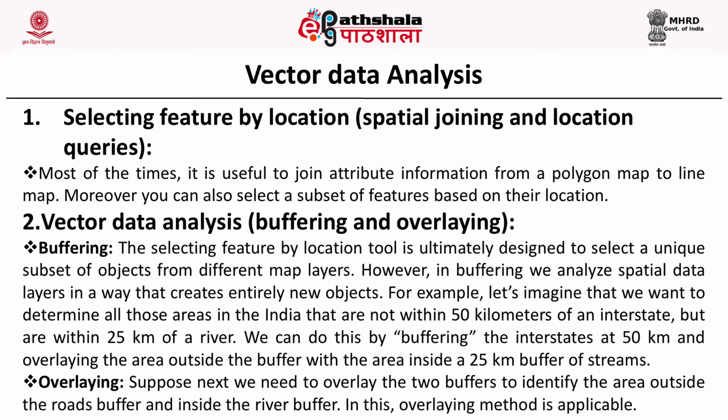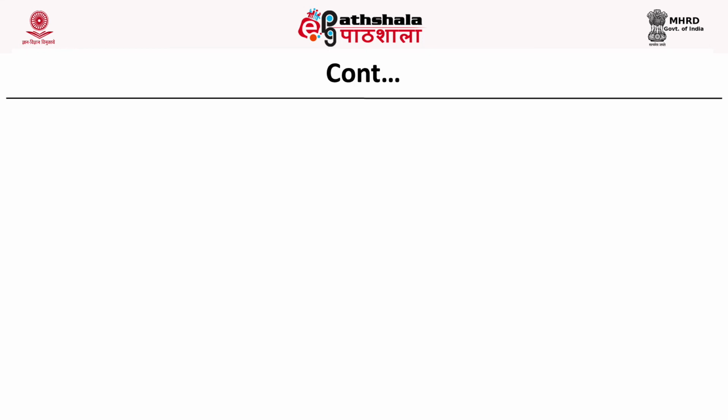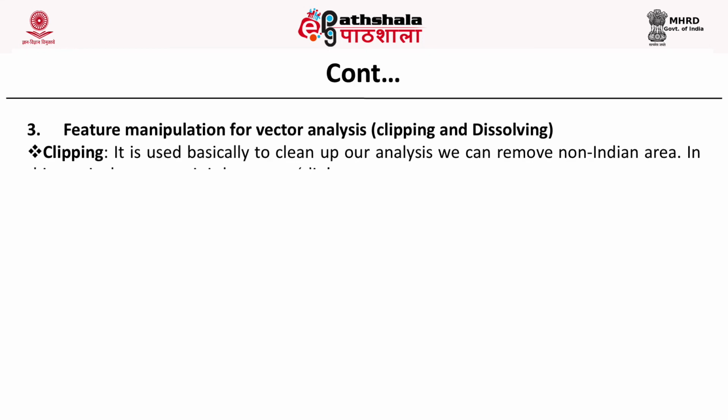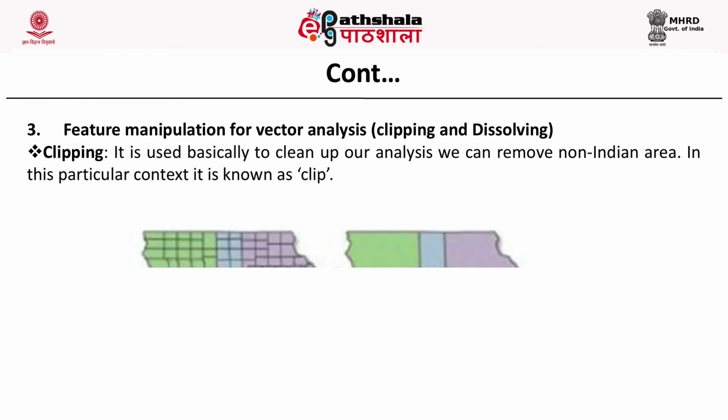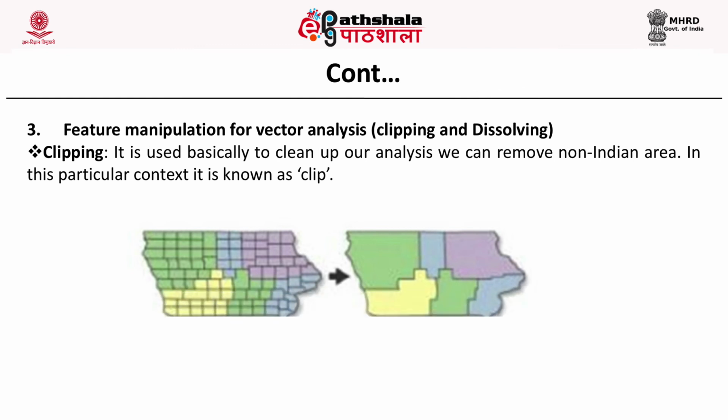The next example is overlaying. For this, suppose we need to overlay the two buffers to identify the areas outside the road buffer and inside the river buffer. In this, the overlaying method is quite useful. Another example is feature manipulation for vector analysis. It includes clipping and dissolving. Clipping is used basically to clean up our analysis. We can remove non-Indian areas. In this particular context, it is known as clip.